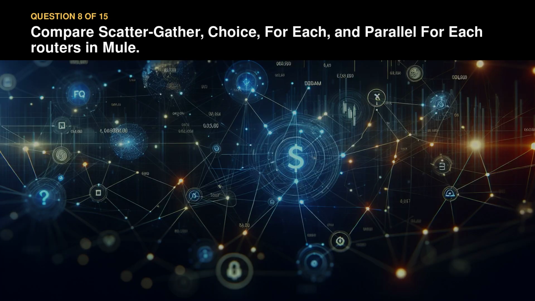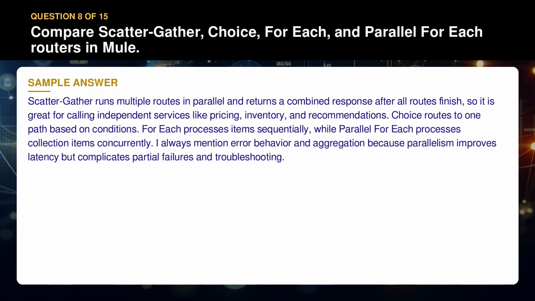Question 8. Compare scatter-gather, choice, for each, and parallel for each routers in Mule. Scatter-gather runs multiple routes in parallel and returns a combined response after all routes finish, so it is great for calling independent services like pricing, inventory, and recommendations. Choice routes to one path based on conditions. For each processes items sequentially, while parallel for each processes collection items concurrently.